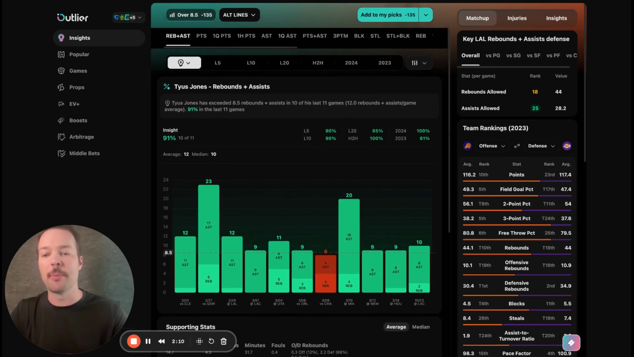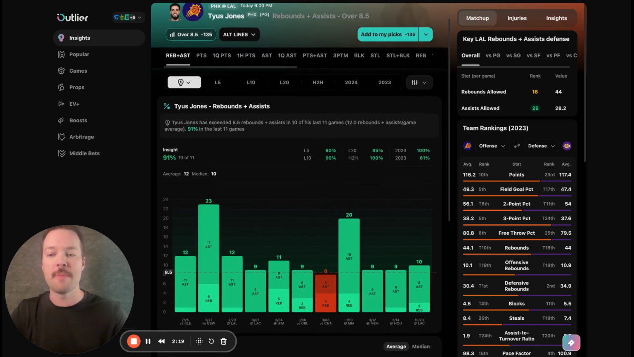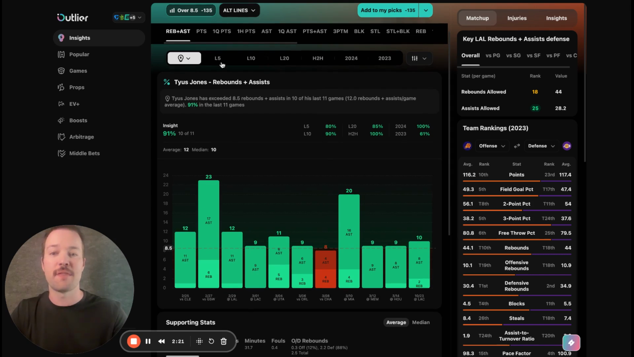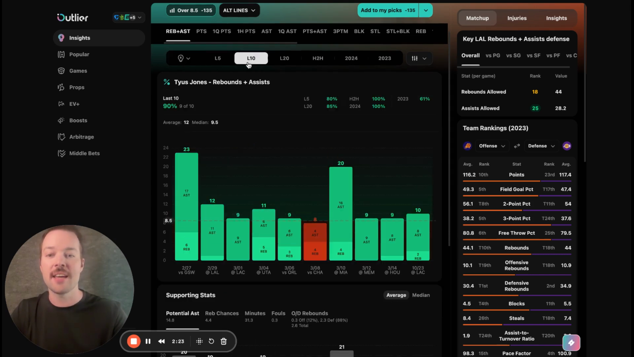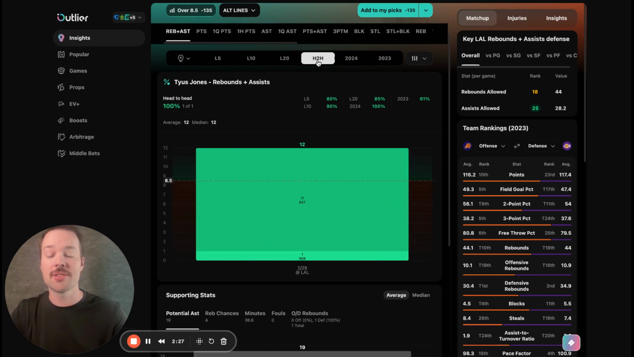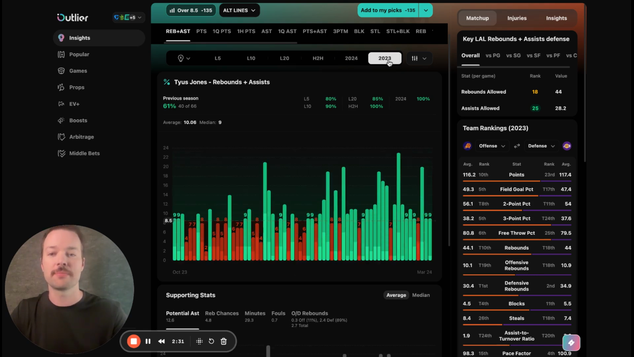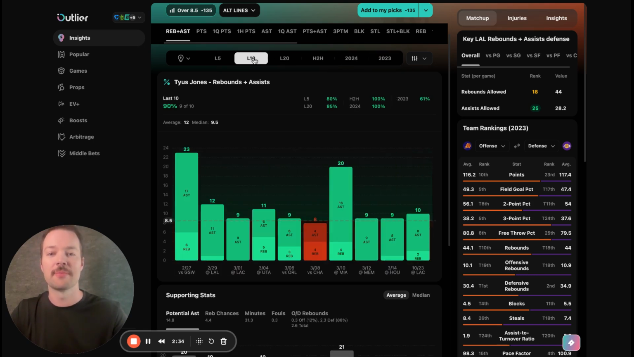So the first thing you'll probably notice are these big green and red hit rate charts, right? This gives you a great idea of how Tyus Jones has performed going over 8.5 rebounds plus assists in his last 5 games, his last 10 games, his last 20 games, head-to-head against the Lakers, all of this season, 1 game, and all of last season. Let's just go with last 10.